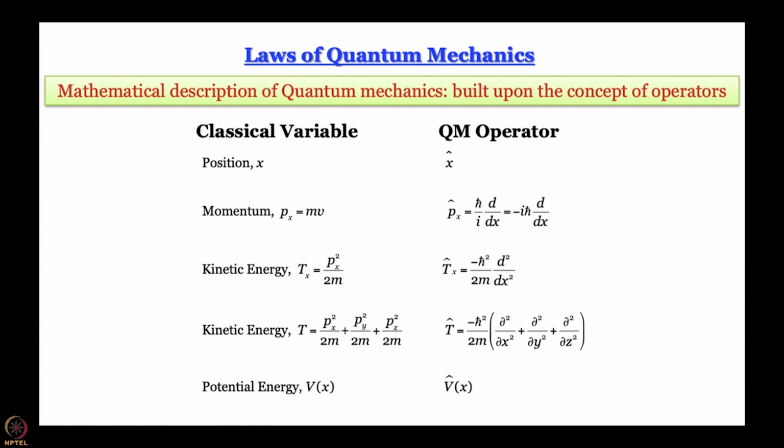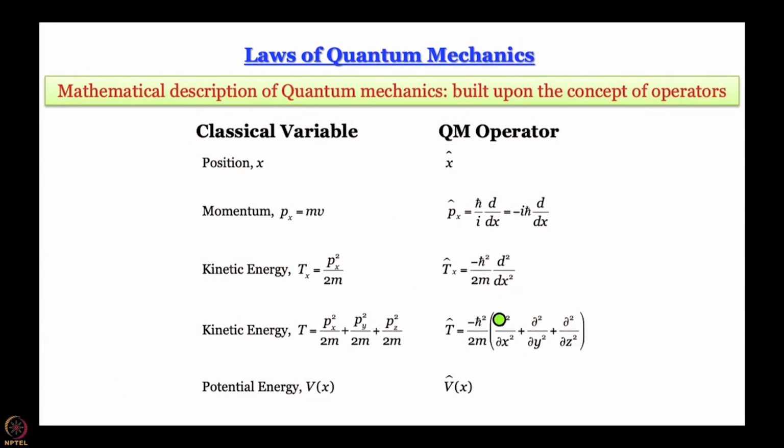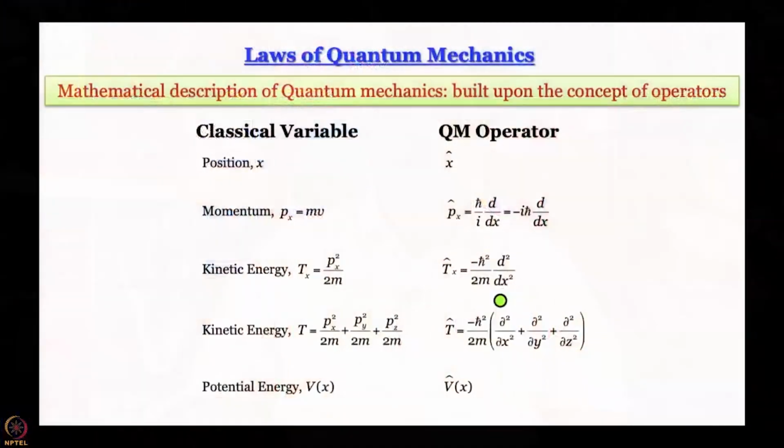But if you remember what the Hamiltonian is, it is the potential energy V of x, or V of x, y, z if it is a three dimensional problem, plus this operator minus h cross square by 2m multiplied by del 2 del x 2 plus del 2 del y 2 plus del 2 del z 2 in case of a three dimensional problem, and simply minus h cross square by 2m d 2 dx 2 in case of a unidimensional problem. So, since we know that already, it is not very difficult for us to understand that the kinetic energy operator is minus h cross square by 2m d 2 dx 2 in one dimension and this one in three dimensions.